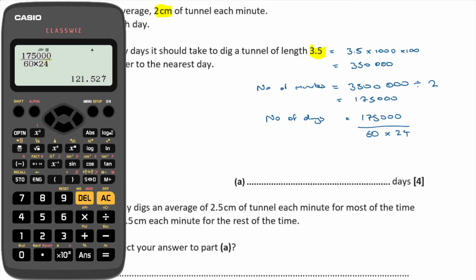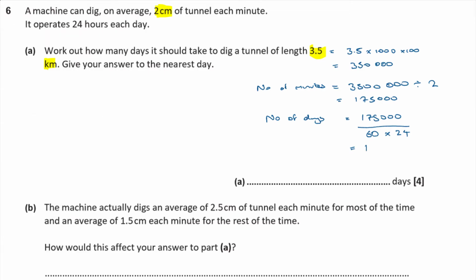I need to round off to the nearest day, don't I? So that is, to the nearest day, 121.5. That rounds up, doesn't it, to 122 days. So 122 days. It's going to take a while.